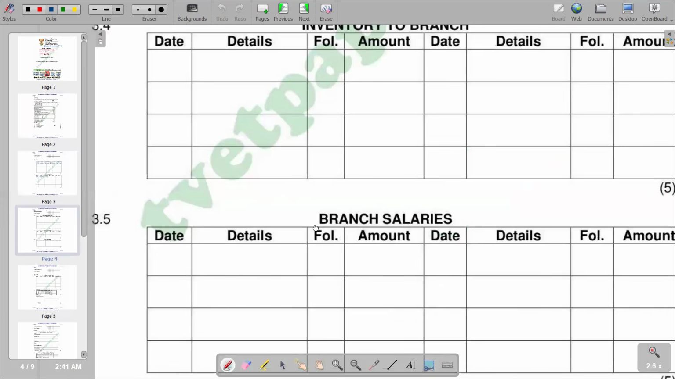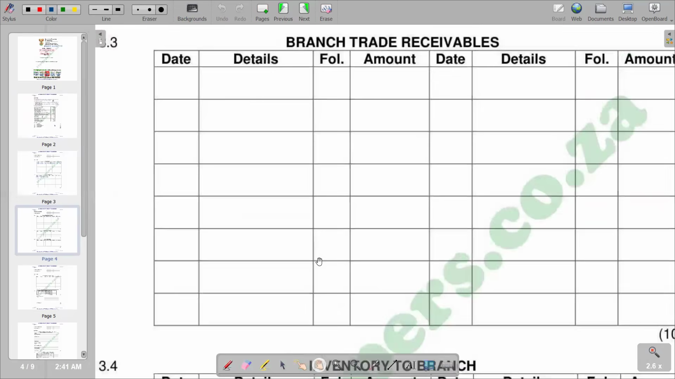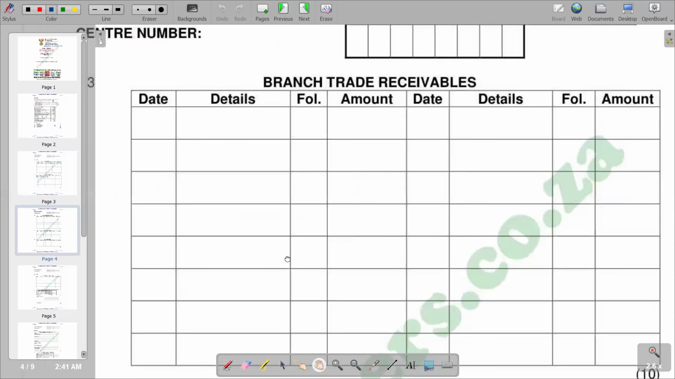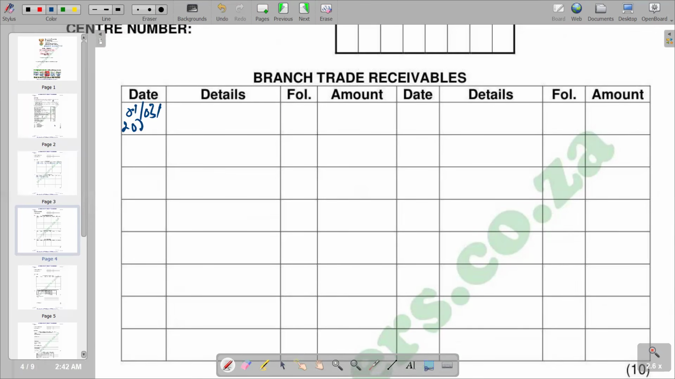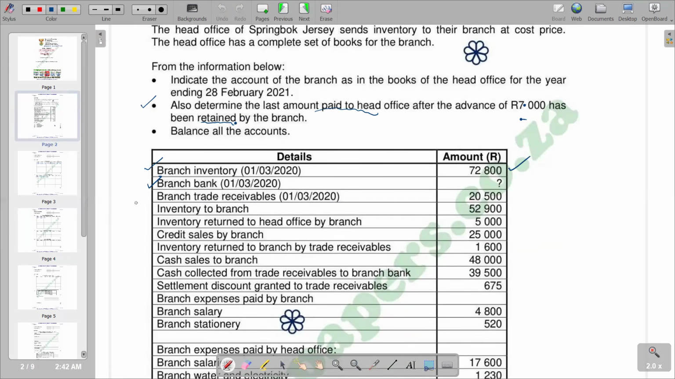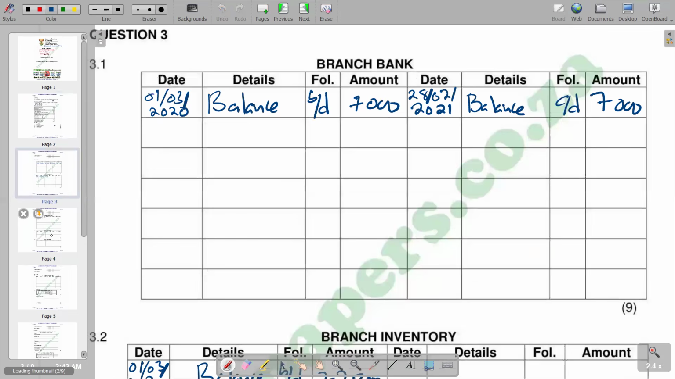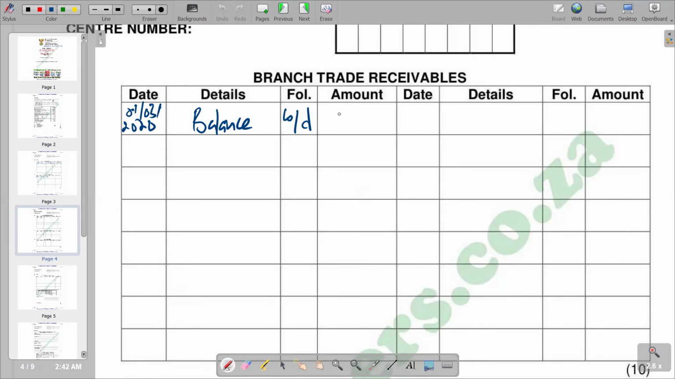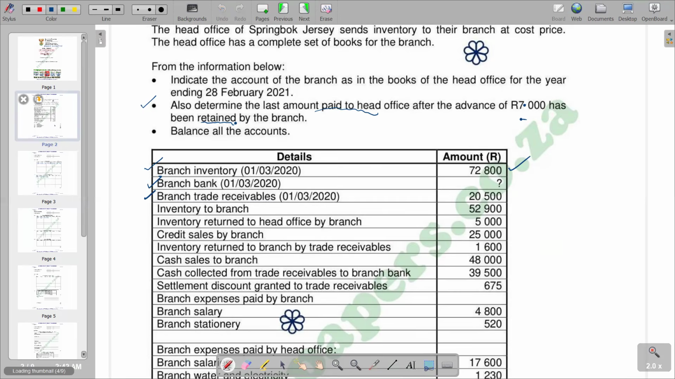So we come here, look for the trade receivables account, which we have here. So debit, and the amount, let's just repeat all the amounts. 20,500 is given here, so we can just enter our 20,500. So having done that, we now proceed to the next item that you're given. From there, we go to inventory to branch, 52,900.